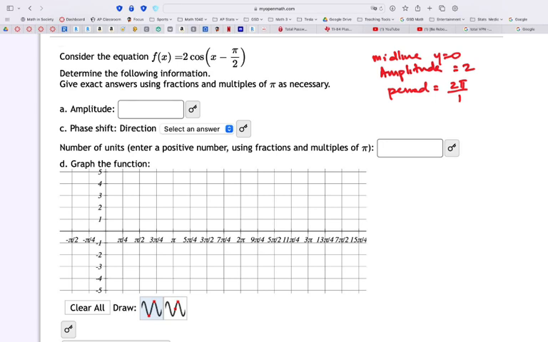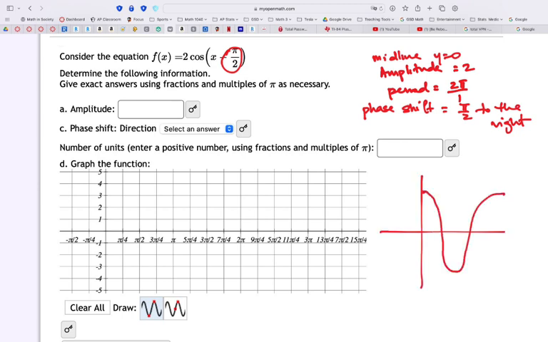Now, this number is something that we have not talked about, or it's not common, and this is called phase shift, right? The phase shift here is pi over 2, right? Now, if it's negative, so x minus pi over 2, the phase shift is to the right. If it's positive, if it's a plus sign, that means the phase shift is to the left. So what does phase shift mean? So here, this is a cosine graph, right?